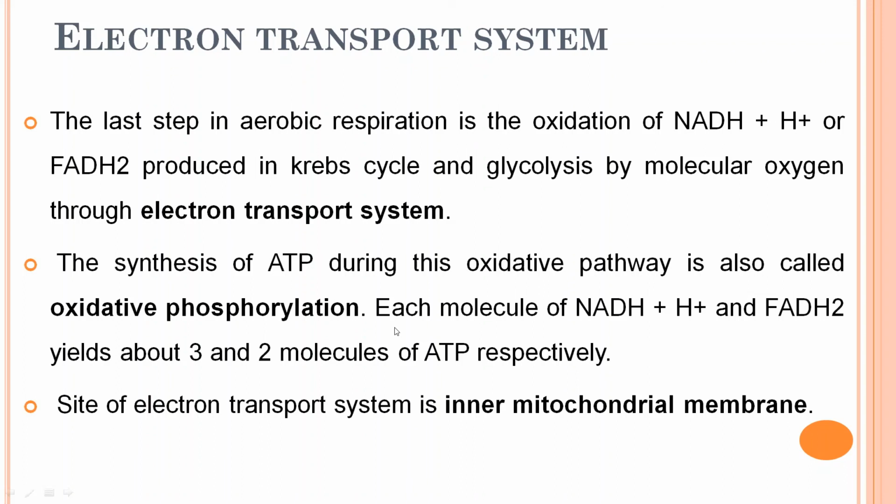So the synthesis of ATP during this oxidative pathway is also called oxidative phosphorylation. Each molecule of NADH plus H plus and FADH2 yields about 3 and 2 molecules of ATP respectively. The site of the electron transport chain is the inner mitochondrial membrane. So is cellular respiration clear?